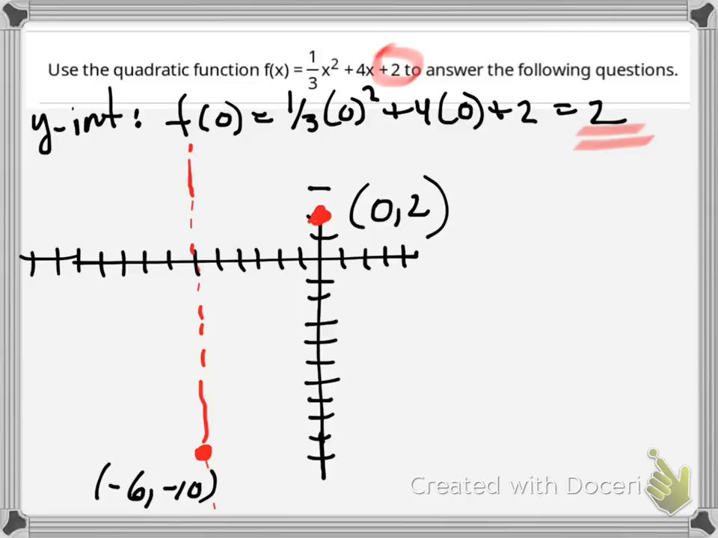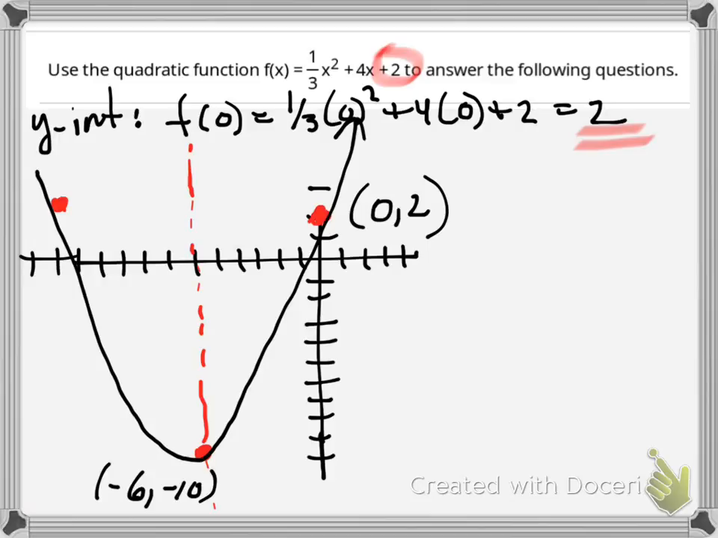It's that vertical line that cuts straight through the vertex. Well, if that's the case, then directly opposite that 0, 2 is going to be another point at negative 12, 2, because that axis of symmetry cuts our parabola in half. So on one side you're going to have 0, 2, and directly opposite of that you're going to have negative 12, 2. So there are 3 good points that we can use for our parabola, and we can sketch our graph.